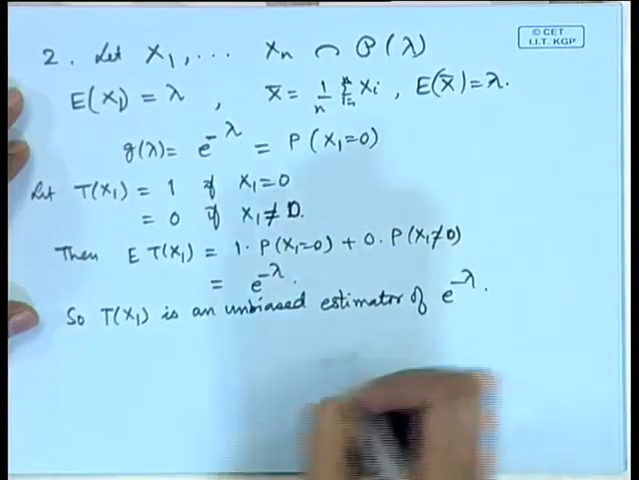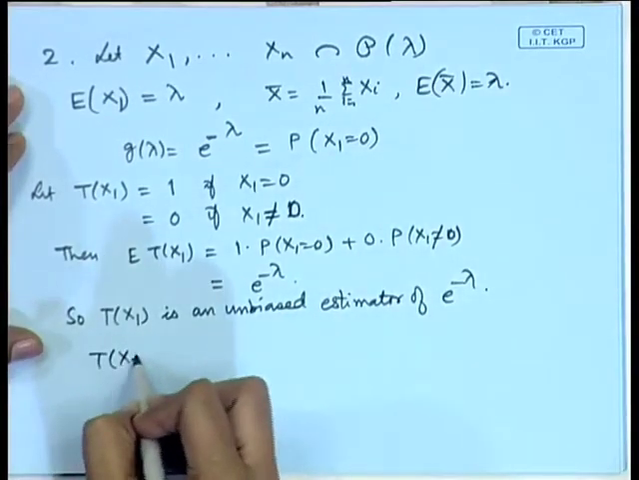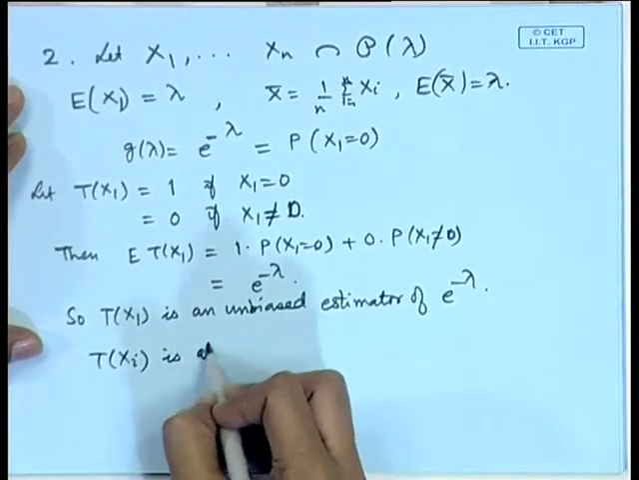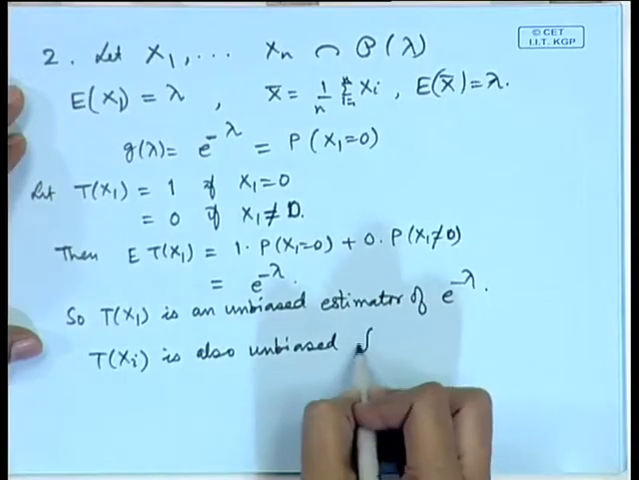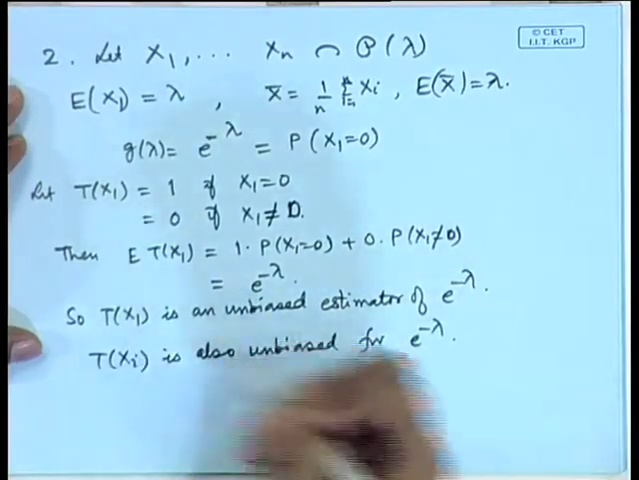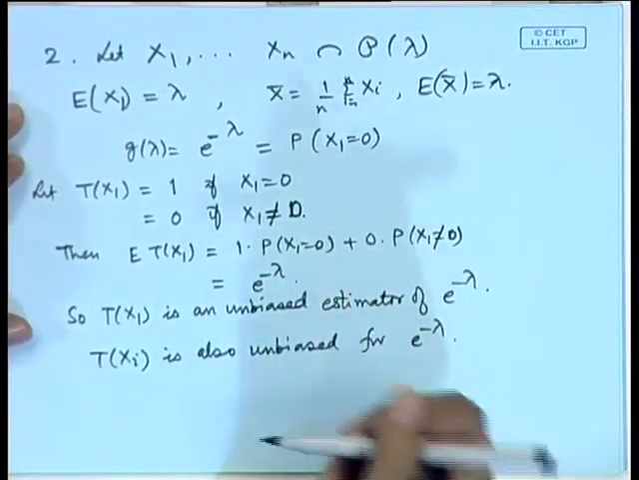Of course, one may say that T x 2 or T x i in general is also unbiased. So, which one should be used? We will come to this question a little later.